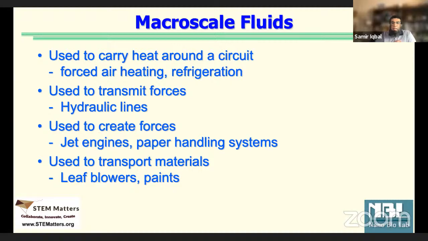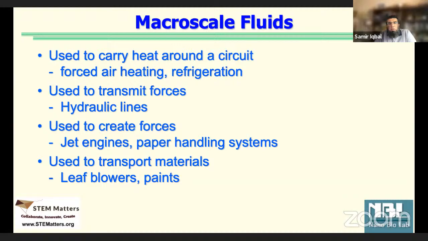At large scale, at macro scale, we use fluid to do many things. We may be moving air, we may be moving liquid to cool things, like for refrigeration. We may be moving fluid to transfer force from one side to another side, which is the thing in hydraulic systems. We may be using fluid to create thrust, like they do in engines. We may be moving fluid to transport materials.